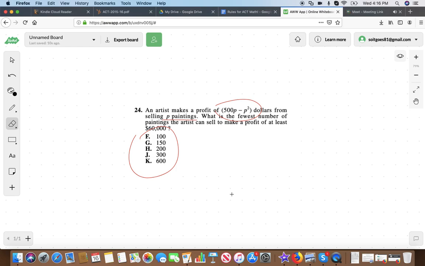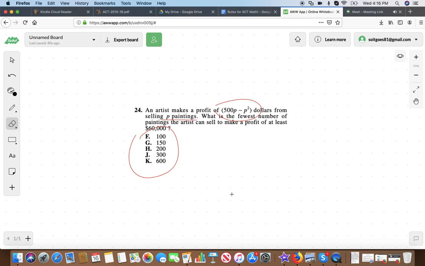Could you plug it in? I think we can plug it in. Okay. Let's do that, and we'll find the number that gives us the fewest number of paintings, as long as the profit is at least $60,000. Does that make sense? Yes. Okay, let's just plug them in. Do some arithmetic here. Go and do it on the whiteboard, if you will, please. Okay. Thanks.